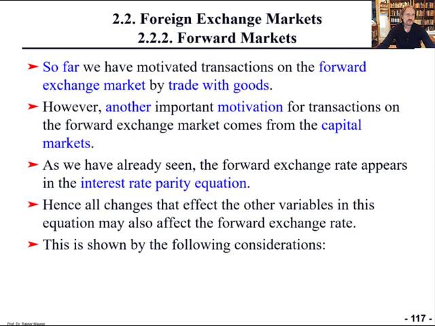So far, we have motivated transactions on the forward exchange market by trade with goods. However, another important motivation for transactions on the forward exchange market comes from capital markets. As we've already seen, the forward exchange rate appears in the interest parity equation. Hence, all changes that affect the other variables in this equation may also affect the forward exchange rate. This is shown by the following considerations.